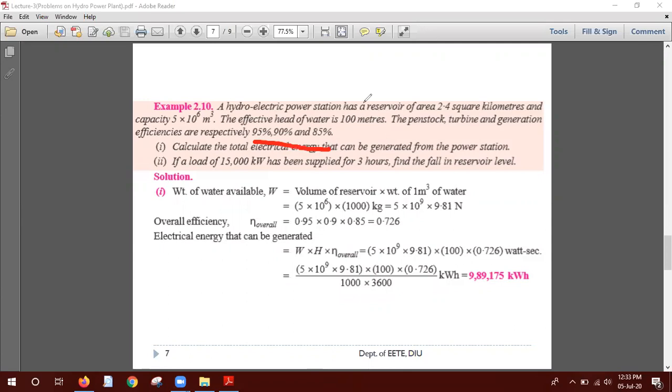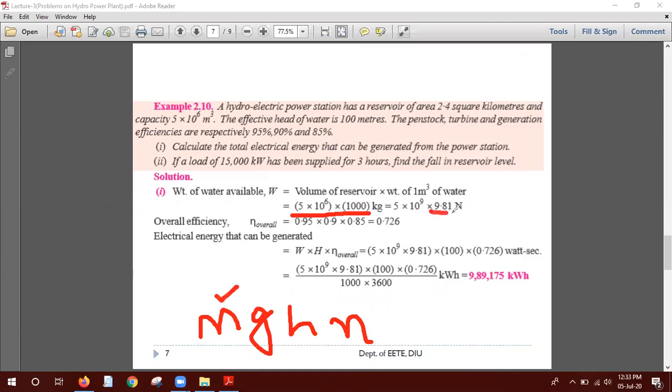It is asked to calculate the total electrical energy that can be generated from this power station. My students, no flow rate is given here, so we don't need to find the power. We can directly find the electrical energy. At first we need to find M, then we place the value of G, the value of H, and finally the eta. Here the capacity is 5 × 10⁶ meter cube. To convert to kg, we know that one meter cube equals 1000 kg. So if you multiply with that, you get the amount in kg. This will be the value of M.